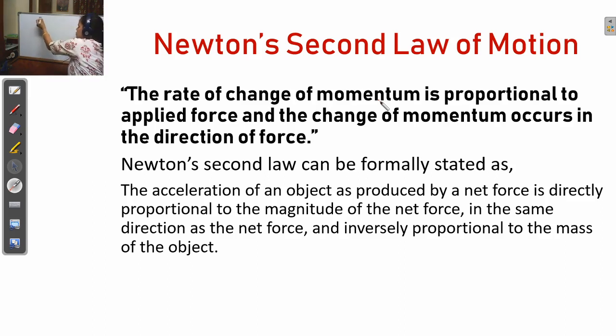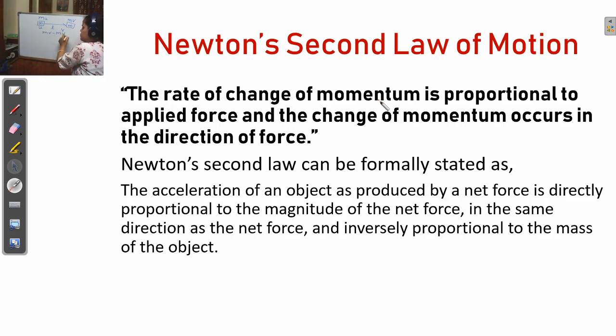Let's consider an object having a mass m and initial velocity u. The object moves in this direction. After time t, the velocity of the object is v. So the initial momentum is mu, because m is the mass of the object and u is the initial velocity. After time t, the final momentum of this object is mv. Initial momentum mu, final momentum mv, so the change in momentum is mv minus mu.